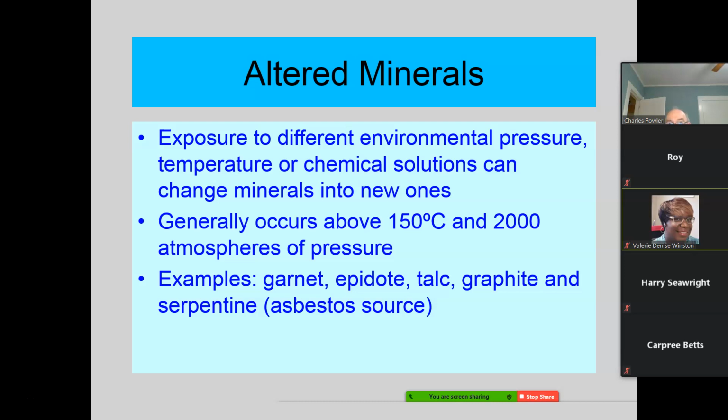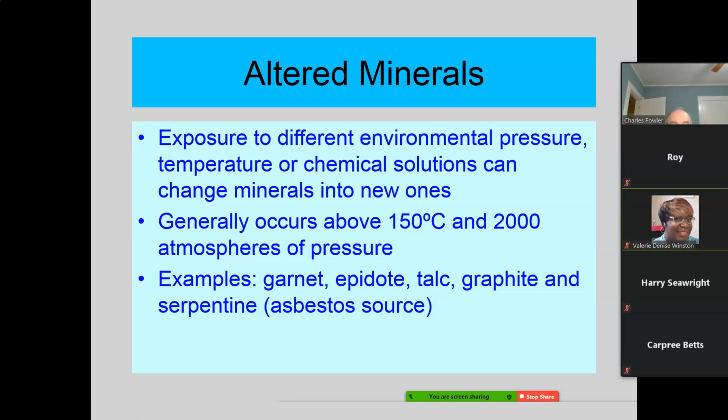The changes are happening: increased pressures, increased temperatures, or the presence of new chemical solutions that may change the chemical compositions. What was one mineral changes into another one. It may be the same or a similar chemical buildup, but the crystal structure may be the only thing that's being changed. Or different chemical solutions could change the chemical buildup as well. Now, this usually occurs in temperatures above 150 degrees Celsius.